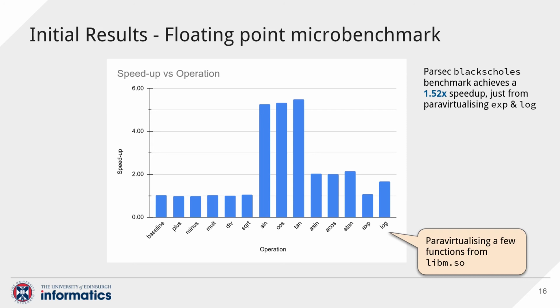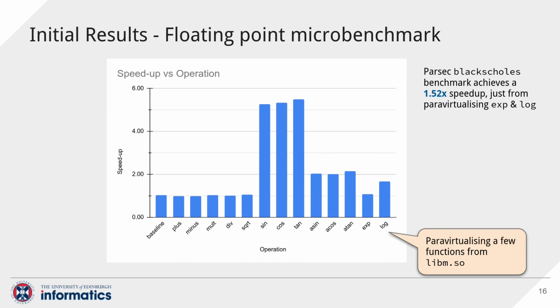So when we see in the guest application a function call to the sine function in the math library, we call the native version of that function directly instead of translating the guest function. So we can see here that paravirtualizing just a few functions from libm.so leads to these speedups that we can see in this micro benchmark. And this does actually apply to real world benchmarks as well. I'm currently in the process of running these benchmarks, but for example, the Parsec Blackscholes benchmark achieves a 1.52 times speed up just from paravirtualizing the exp and log functions from the math library. So just by adding those two functions into the paravirtualization step, we can get a 1.52x speed up on the benchmark.